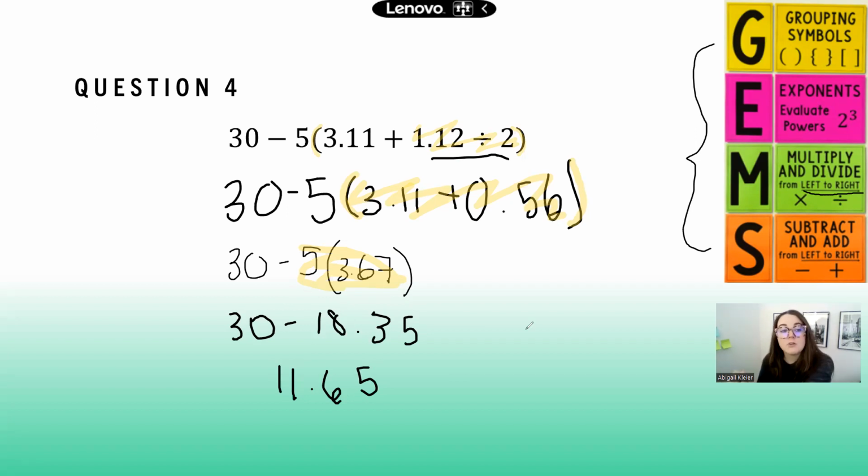So again, order of operations, nothing has changed in terms of the gist of order of operations. Now we are transferring from using PEMDAS to something like GEMS, just to eliminate that confusion. Again, any grouping symbols, any exponents, multiplication and division, and then addition and subtraction is your fourth step. So these steps can help you with question number 4 on your spiral review.